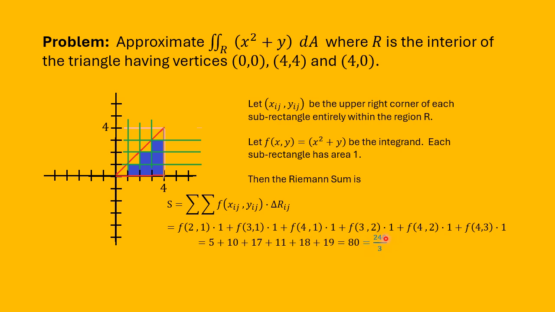Why am I interested in this? Well, for comparison, actually. The exact value of this integral over this triangle is 224 thirds. Our approximation was 240 thirds. Fairly close, but not too close. Later, we'll see how to compute this type of integral exactly using Fubini's theorem and the fundamental theorem of calculus. That we will see shortly.